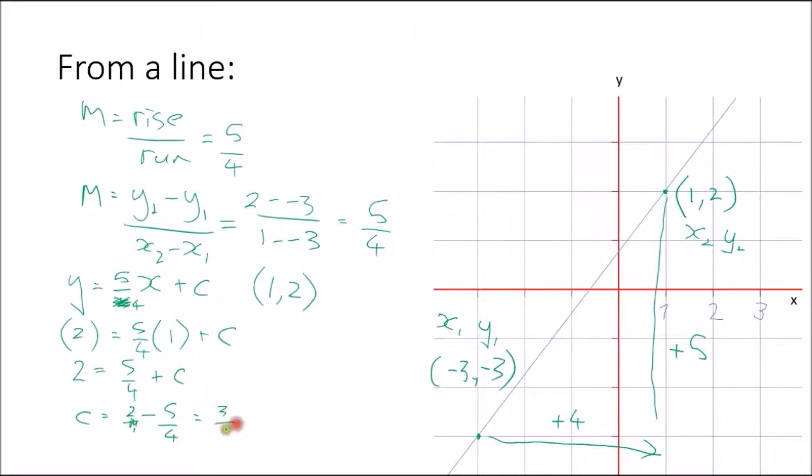Which equals 3/4, which was a good guess at the start. So now I know the two things about my equation. I know my gradient of 5/4 and I know my y-intercept of 3/4. So in this case I can write my linear rule as y equals 5/4 x plus c. And I recommend that you do write it in this way, where the gradient, whether it's a whole number or a fraction, is in front of the x value. So I wouldn't write it 5x/4. I think it's just a little bit clearer if you write it this way.